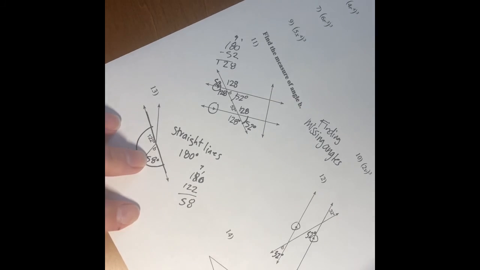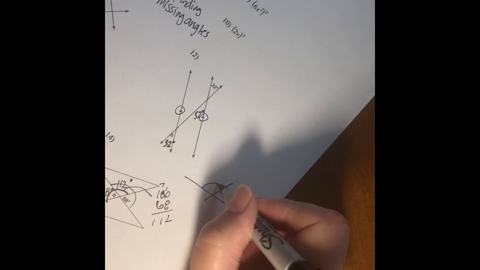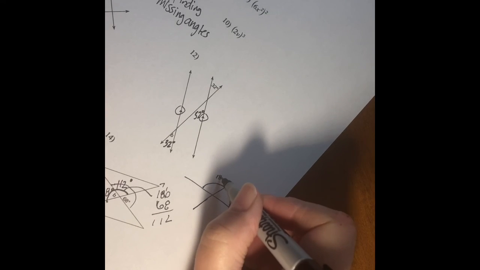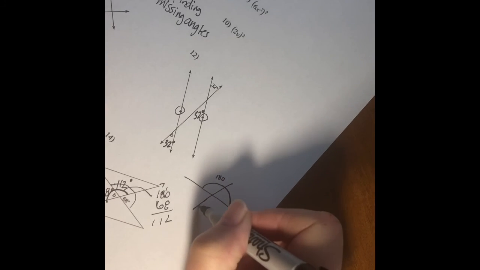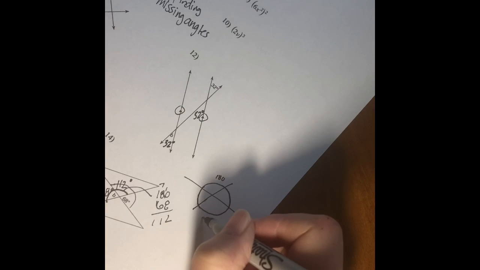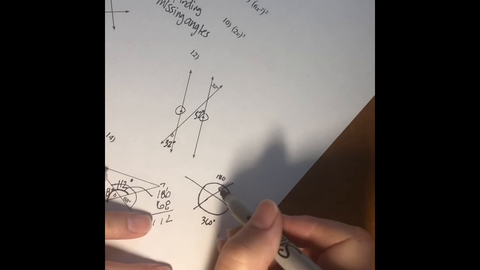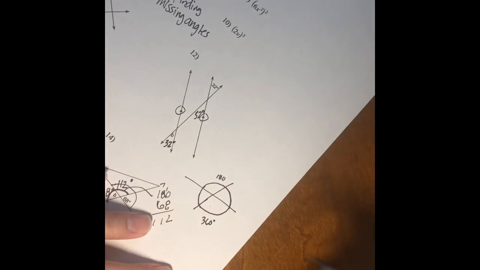Okay, so remember, if you've got a straight line, remember this is 180 degrees. And then if I go all the way around, it's 360. So you're just looking at parts of that circle.